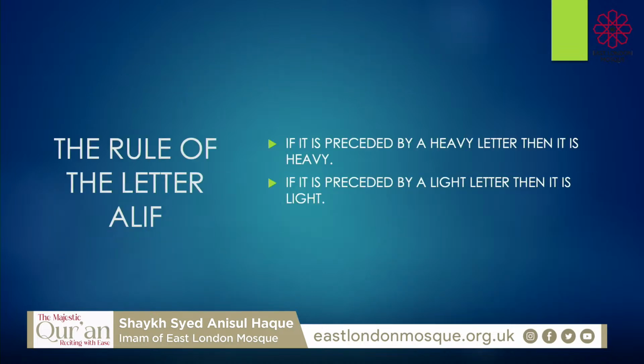Firstly, we go over the rule of alif. When is alif heavy and when is it light? You look at the letter before. If the letter before the alif is heavy, then the alif is heavy. If the letter before is light, the alif is light. For example, if I say babun, there's an alif in the middle. What's happened to the alif here? It's light, isn't it? Because the ba is light.